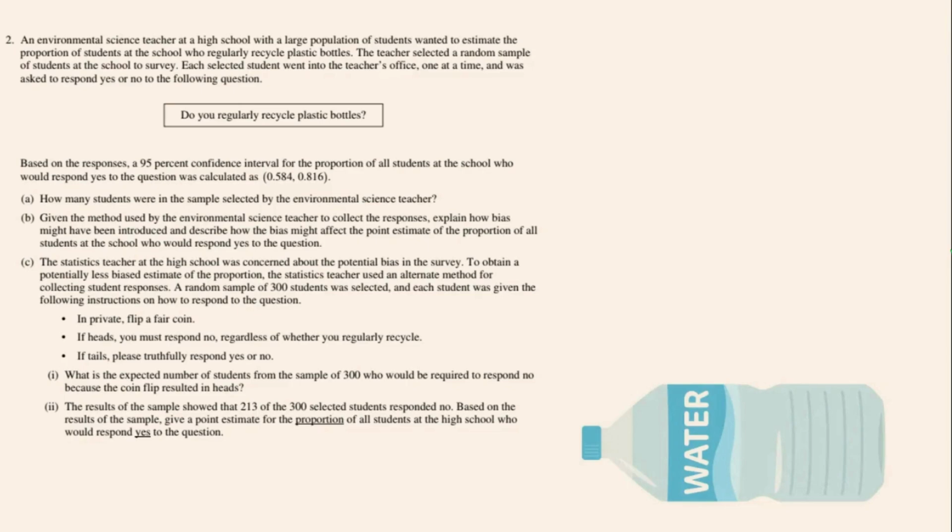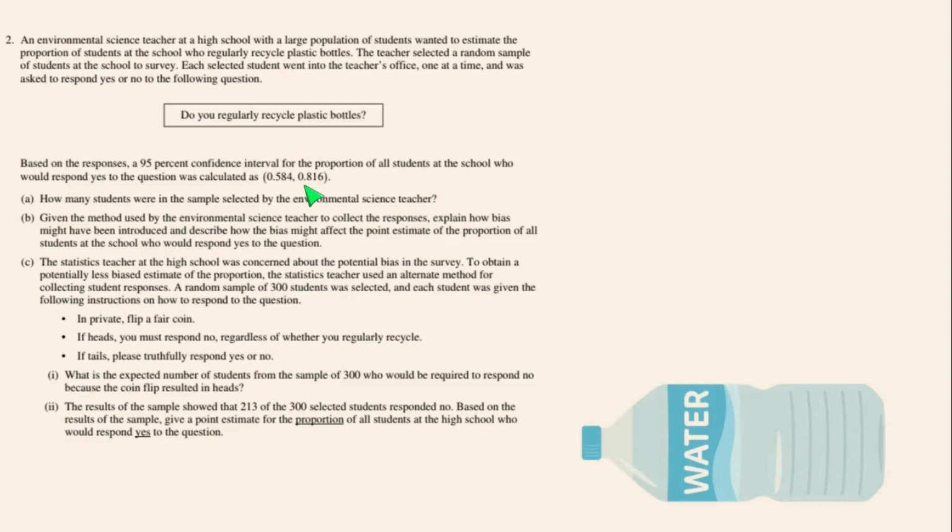Question A. How many students were in the sample selected by the environmental science teacher? This is a pretty interesting question to start out with, but it's one that we can absolutely answer if we know the right formula. We're going to need to look at this confidence interval, of course, and we're also going to need to note that this is a 95% confidence interval for a proportion. See if you can put the pieces together and find the sample size that got you a 95% confidence interval that looks like this. Pause the video and then unpause the video when you think you have a solution.